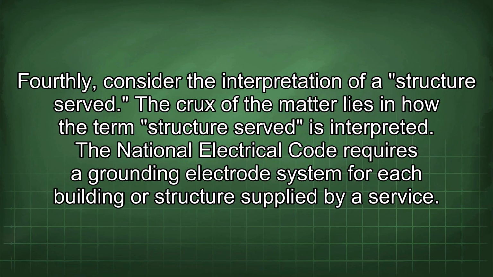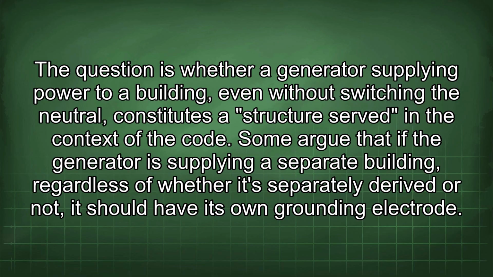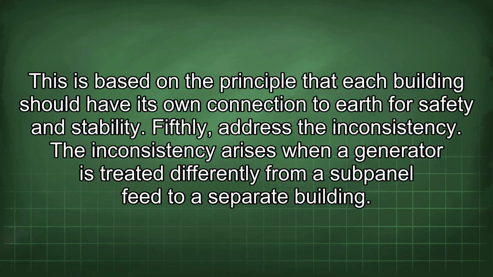Fourthly, consider the interpretation of a structure served. The crux of the matter lies in how the term structure served is interpreted. The National Electrical Code requires a grounding electrode system for each building or structure supplied by a service. The question is whether a generator supplying power to a building, even without switching the neutral, constitutes a structure served in the context of the code. Some argue that if the generator is supplying a separate building, regardless of whether it's separately derived or not, it should have its own grounding electrode. This is based on the principle that each building should have its own connection to earth for safety and stability.